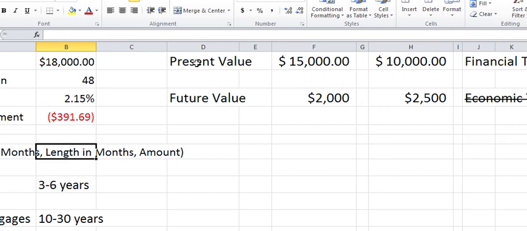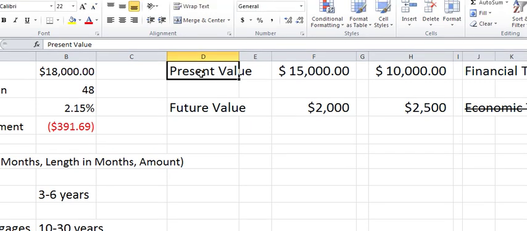But the concept of present and future value, those are very important terms in Excel. When we say present value, what we're saying is, what is a certain amount of money in the future worth today? That may be a little confusing to think about, but if I have $100,000 10 years from now, what is that money worth today? We're going to use Excel to answer that question.